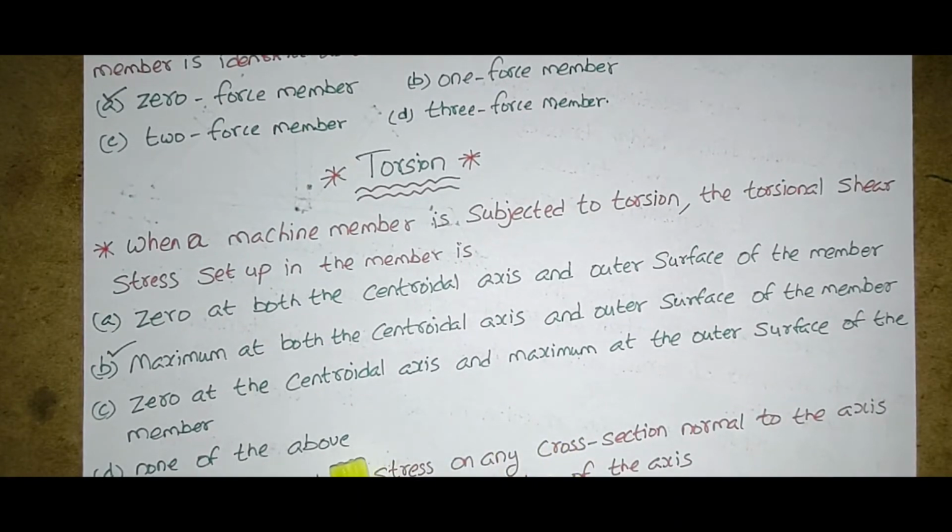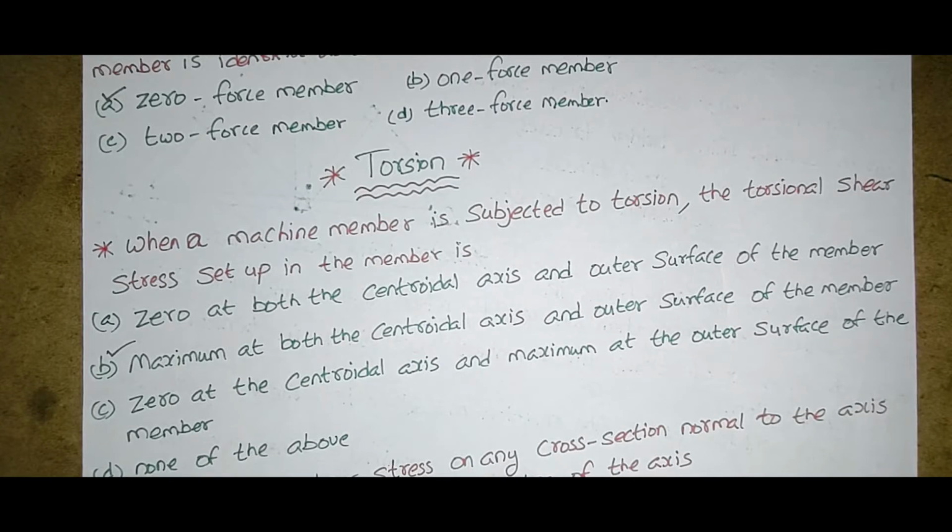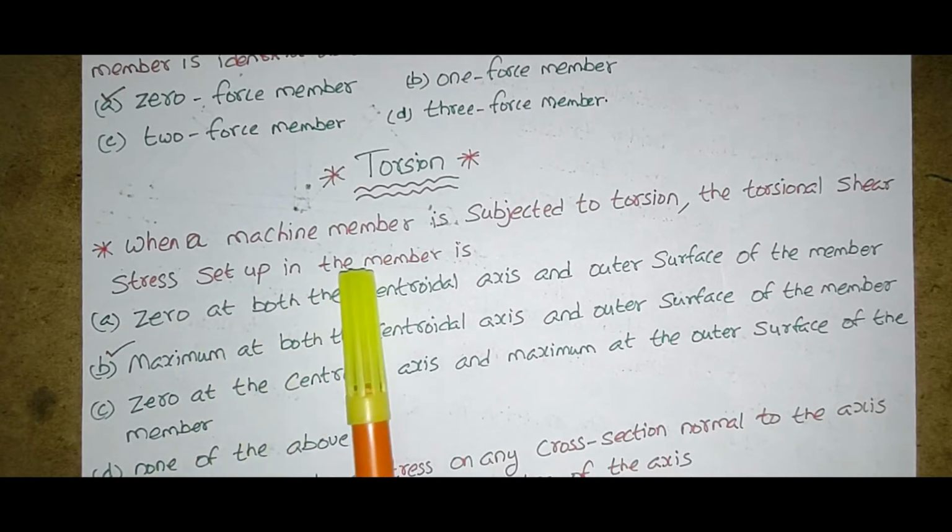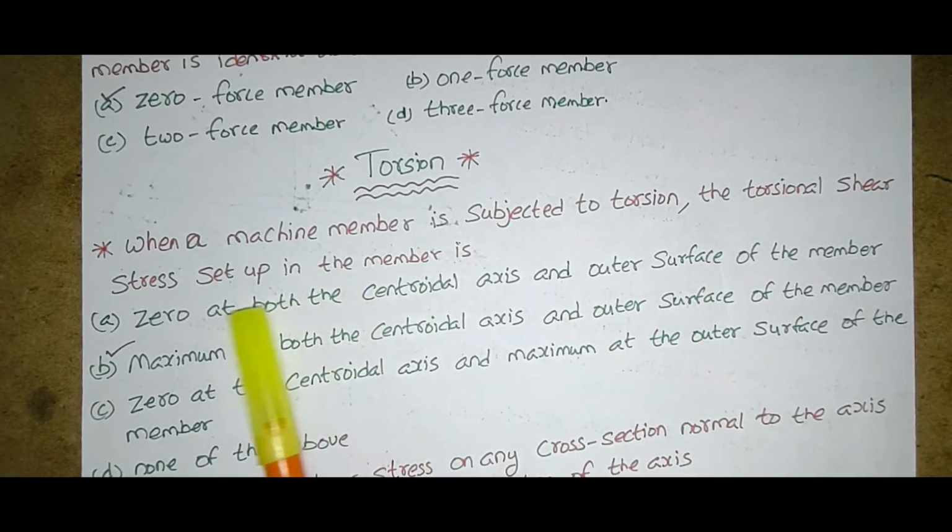See friends, for each and every question sometimes we may face a last option that is called none of the above or all of the above. So for these types of options we have to be very careful in selecting the correct option. So when a machine member is subjected to torsion, the torsional shear stress set up in the member is maximum at both the centroidal axis and outer surface of the member.